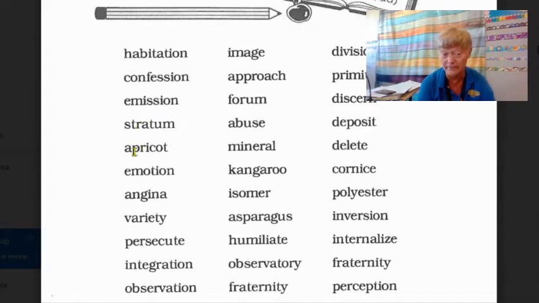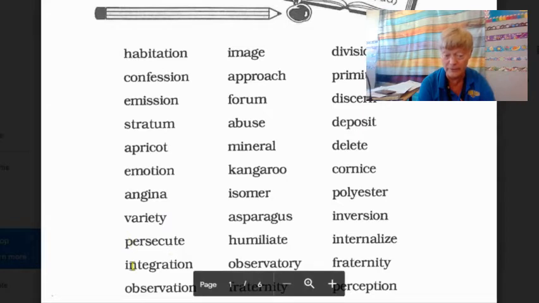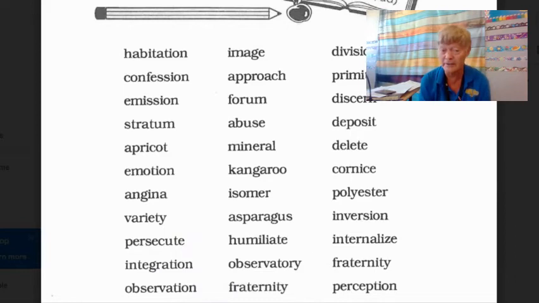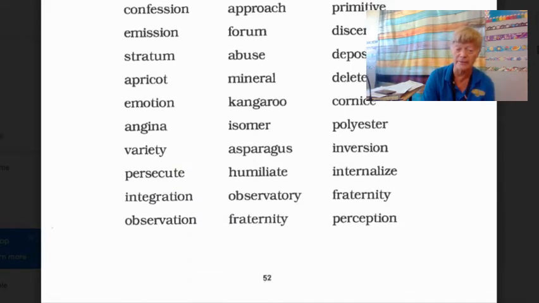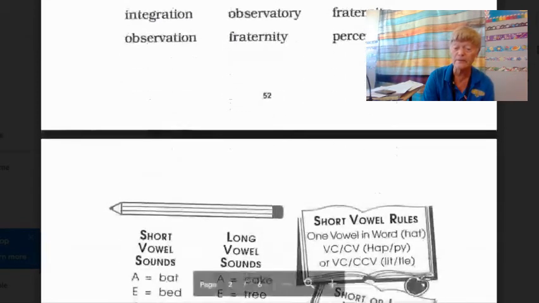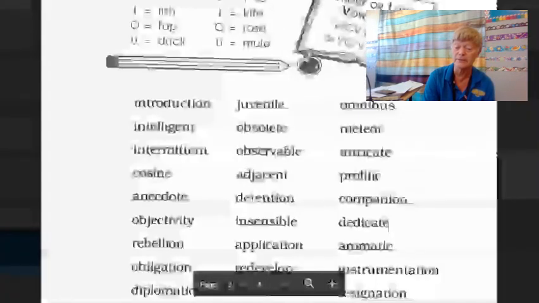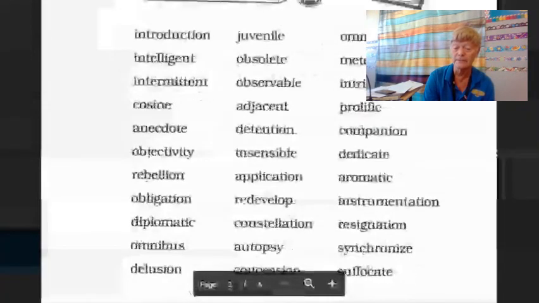Stratum or stratum. Here, vowel, consonant, consonant, vowel, that's short, but this I could be long or short. So it could be apricot or apricot. Well, we know what that is. Or emotion, angina, variety, persecute, integration. So your job now is to practice these 6 pages of words. These are long. This is going to take you a while to get good at all of these.